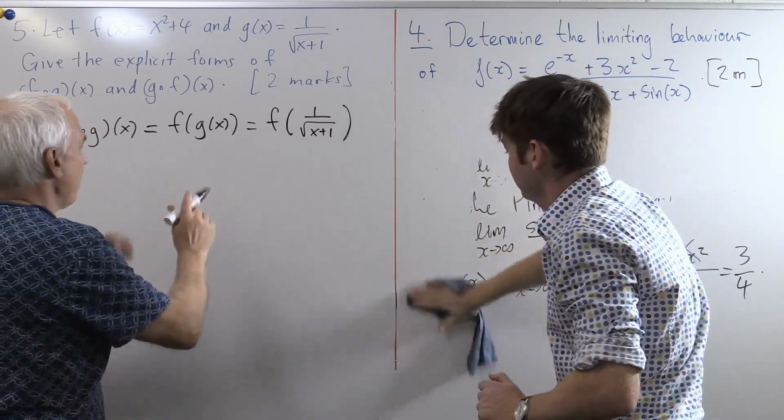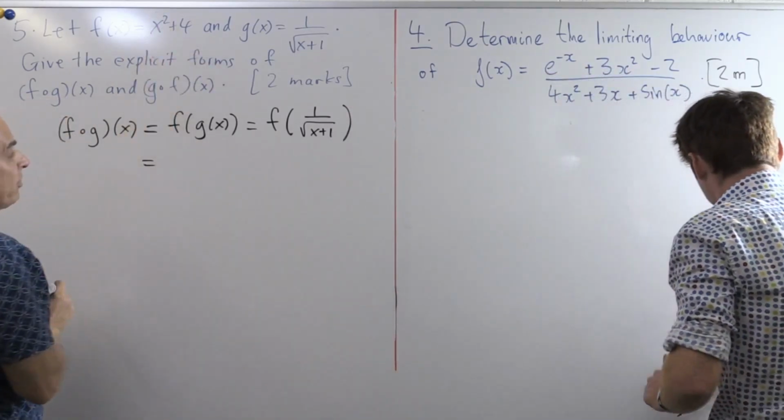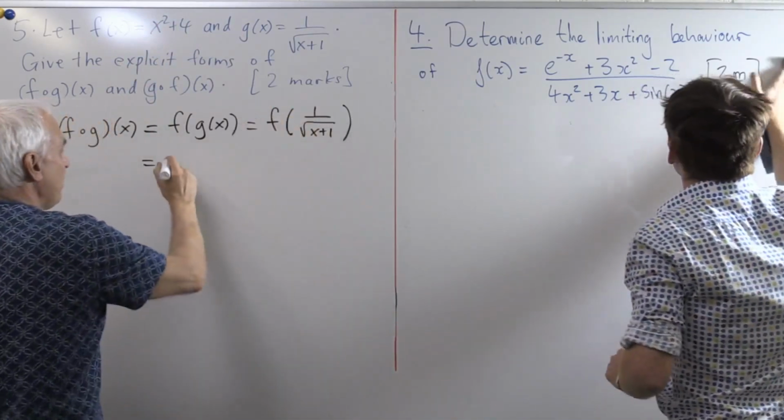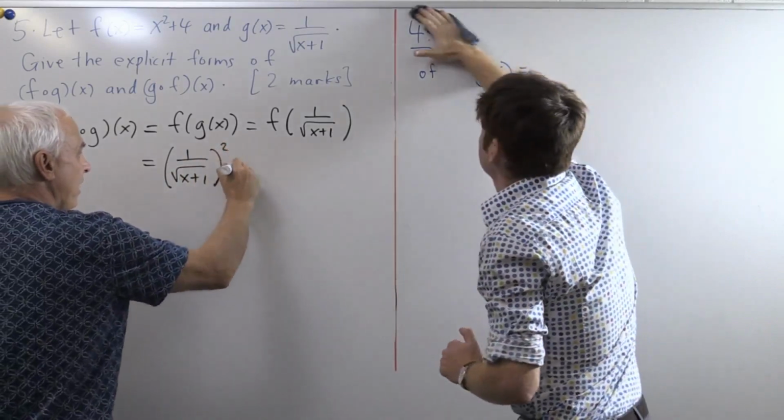And now I only have f to worry about. So f of x is x squared plus 4. So if we're inputting this, we have to take 1 over square root x plus 1. We have to square that and add 4.